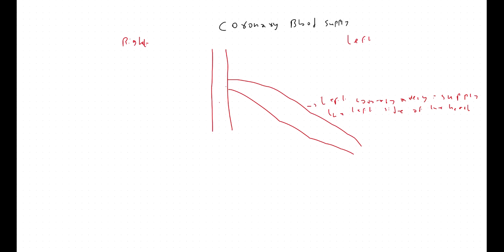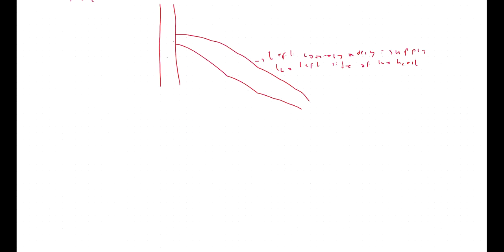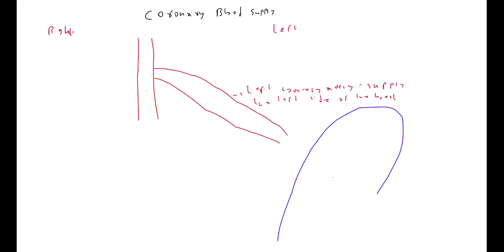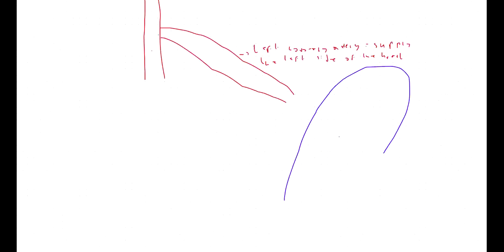Suppose this is my left side of the heart. This blue structure is called the heart. This is my left side of the heart, and this is actually your septum and the AV canal.